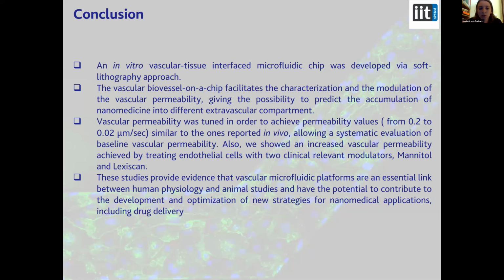Particularly, vascular permeability was tuned in order to achieve permeability values that are physiological, like the ones reported in vivo, but we also showed an increase in vascular permeability by treating endothelial cells with mannitol and Lexiscan. So these studies provide the evidence that vascular microfluidic platforms are an essential link between human physiology and animal studies, and also have the potential to contribute to the development and optimization of new strategies.